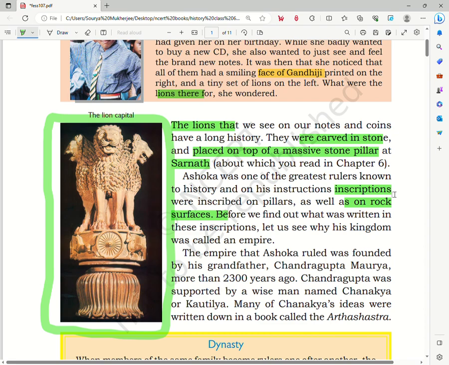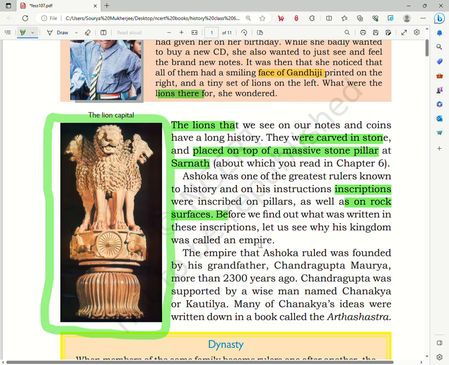As we know that inscriptions are messages that are written on a stone or rock surface. We see that these pillars that Ashoka built, the lion capital is also a pillar that was built by Ashoka, and on these pillars he at many times wrote his inscriptions or his instructions or messages. Before we find out what was written in these inscriptions, let us see why his kingdom was called an empire.